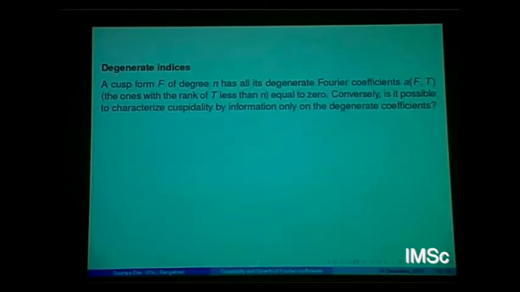So a cusp form of degree n will have its degenerate Fourier coefficients 0. Right? By degenerate coefficients, I mean the Fourier coefficients A_F(T), but rank of T is less than n. Right? So that's by definition. So therefore, I can ask the question, conversely, is it possible to characterize cuspidality by information only on the degenerate coefficients? So can you say that?